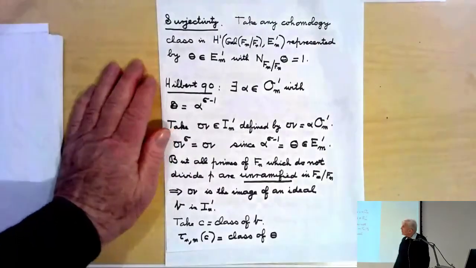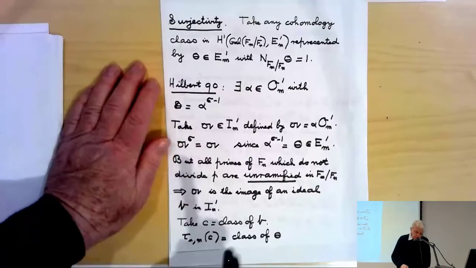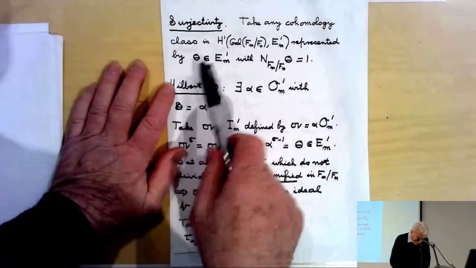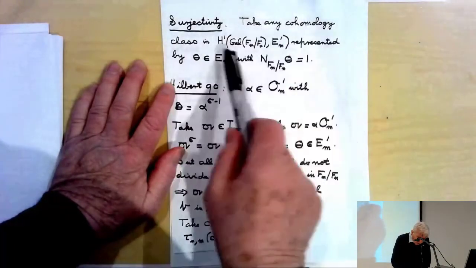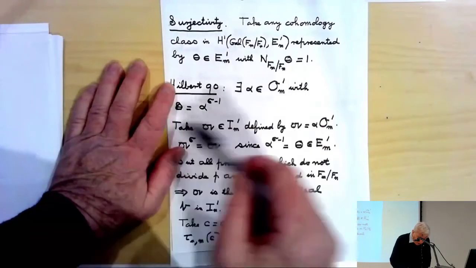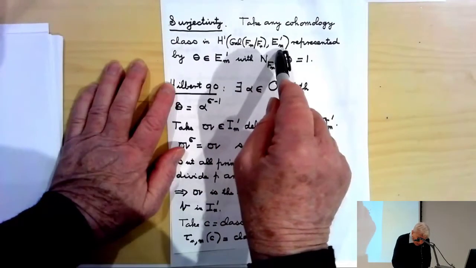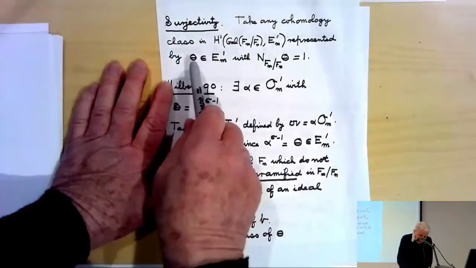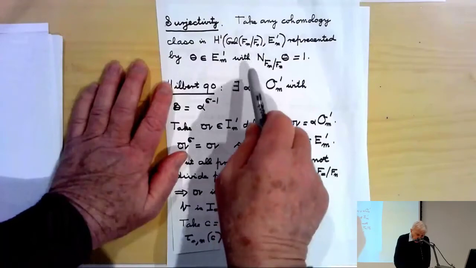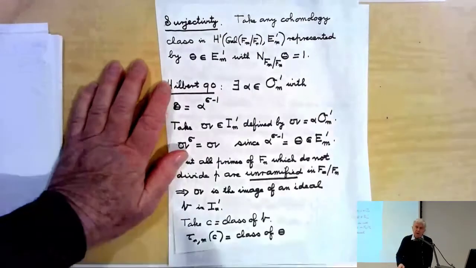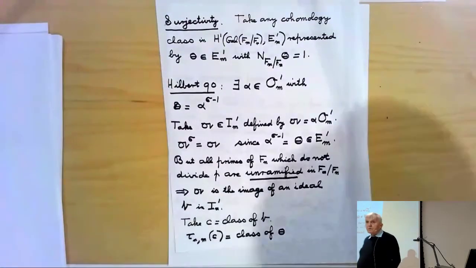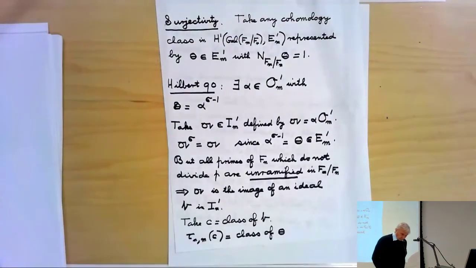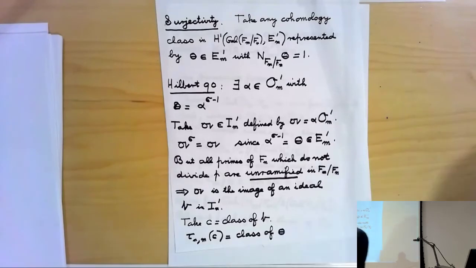So let's talk about the surjectivity of this map. So if we take any cohomology class in this H1 of Galois of Fm acting on Em prime, it will be represented by the same description by a theta in Em prime with norm from Fm to Fn of theta equals 1, right? And so I have to see that that is actually coming from one of these classes downstairs.